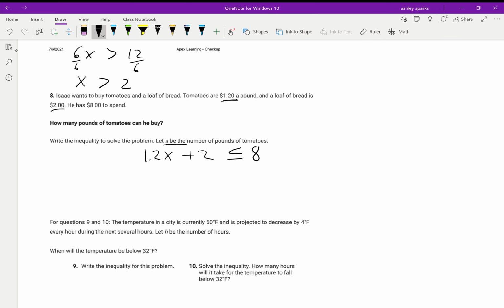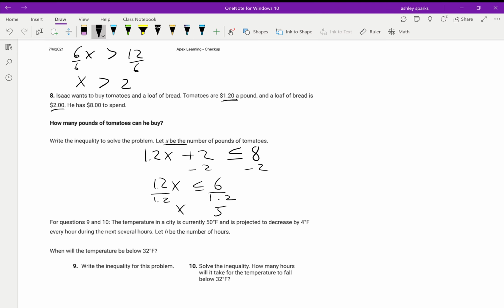Two-step equation, right? Subtract that 2. So 0.2x less than or equal to 6. And this is one where we're getting a decimal here, but you still can divide normally. Your calculator can do that just fine. So I'm even going to use the calculator just to be sure. Yes. So x, 6 divided by 1.2 is 5.